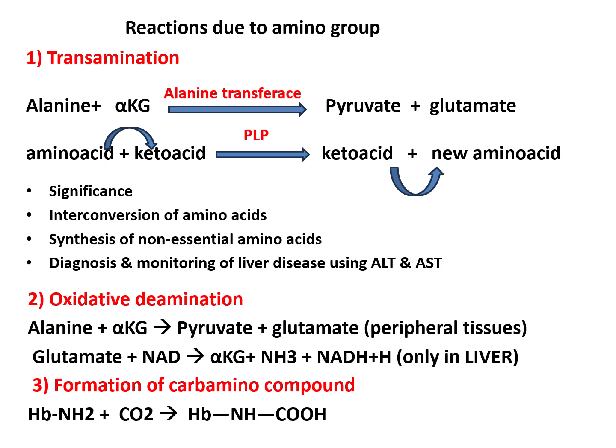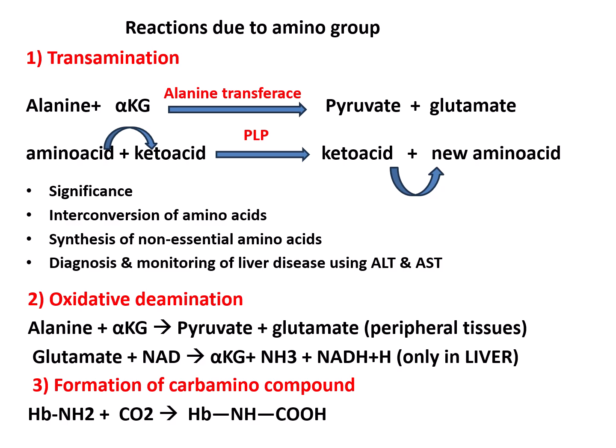The next reaction due to amino group is oxidative deamination. Now, this is coupling of transamination with deamination. So, alanine amino acid donates the amino group to alpha ketoglutarate and gets converted to keto acid, that is pyruvate. Alpha ketoglutarate accepts the amino group and gets converted to new amino acid, that is glutamate.